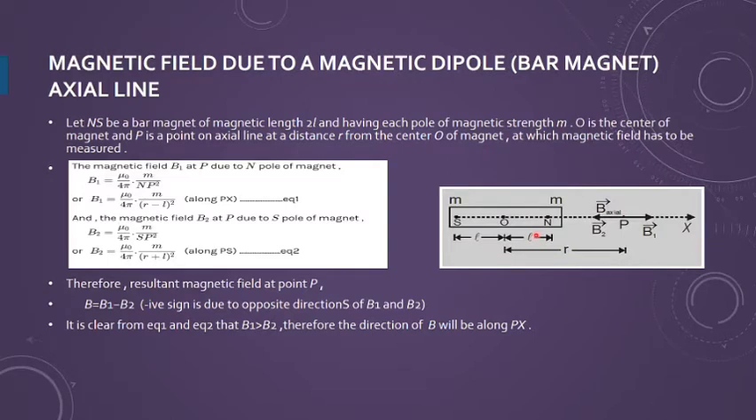B2 has a negative sign because it is in the opposite direction. B1 is along the positive direction, B2 is along the negative direction. That is why we are taking B1 minus B2. Otherwise, the net field is always found by adding the magnetic fields as a vector sum. But because we have seen the directions are opposite, we can simply subtract their magnitudes.